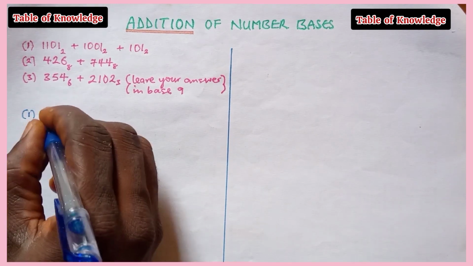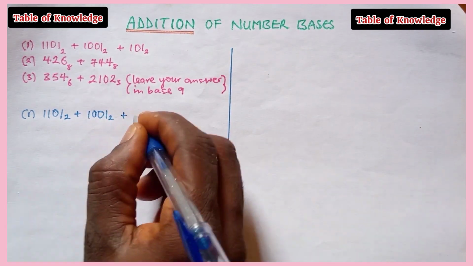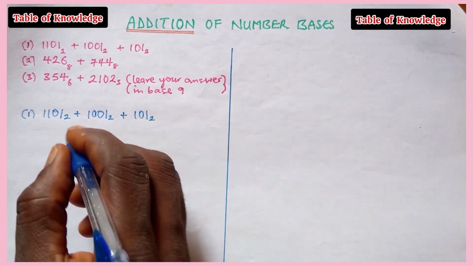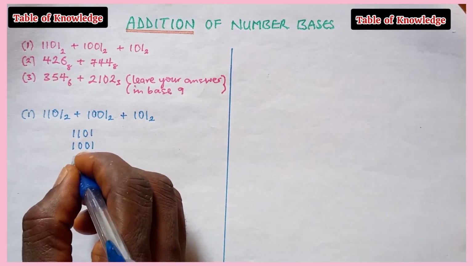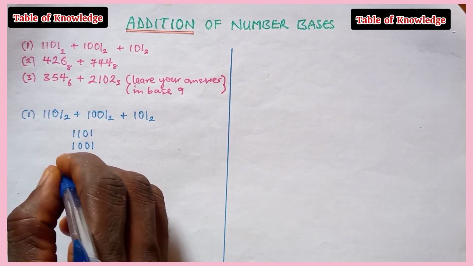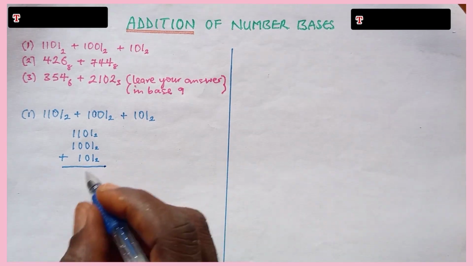So we start with number 1. Now always remember that the highest digit in a number, in any number base, must not be greater than the base itself. Have that at the back of your mind. So we arrange the numbers in this way, all in base 2. We will start adding them now.